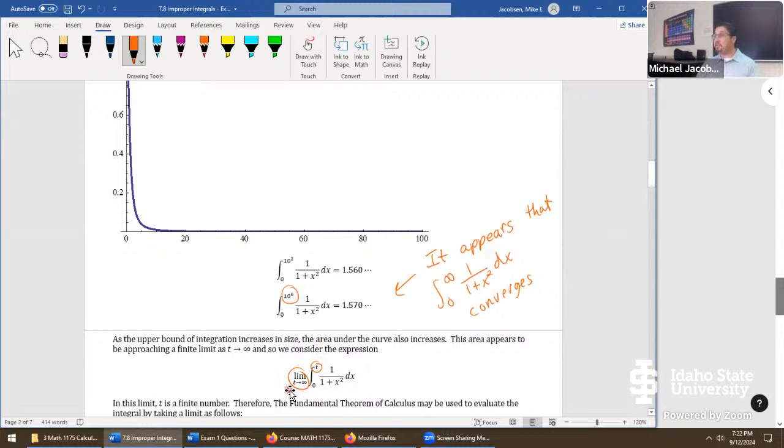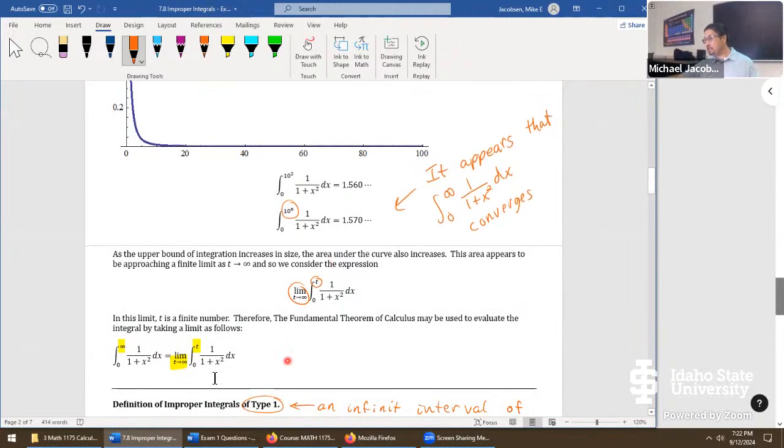And we put a limit statement in front of it. So because t does in fact represent a real number, you can use the fundamental theorem of calculus right there. So this is what the setup looks like. If you need to do an improper integral type 1, it means the interval is of infinite length. You replace the infinity with the new variable t, and now you take the limit as t goes off to infinity. In fact, let's keep on going with this one, just for the fun of it.